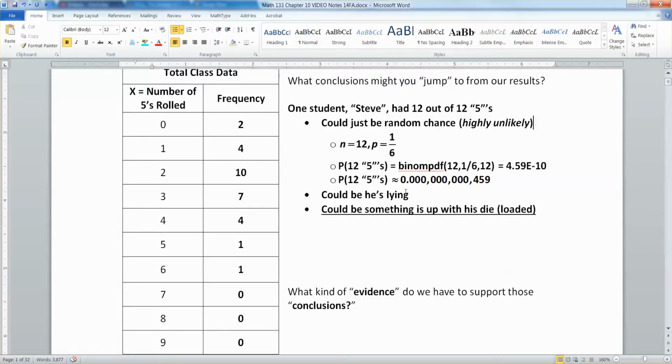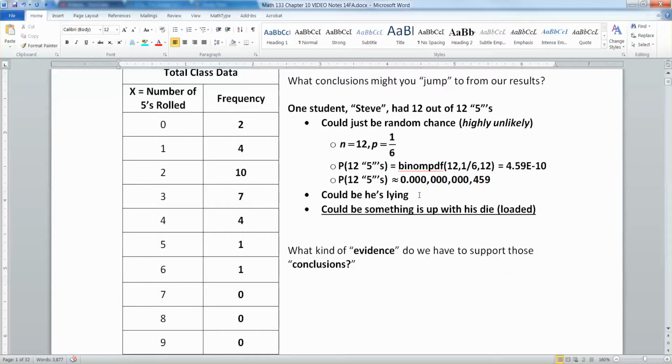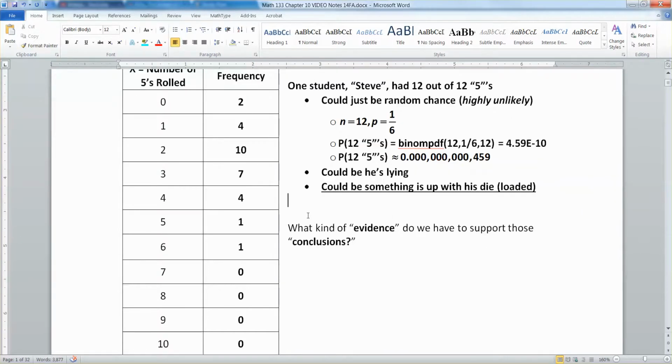Okay. Now, it could be he's lying, right? He didn't roll the die. He just pretended to roll the die. He might be crafty. You never know. Matter of fact, you don't know because you didn't actually see this person roll the die. Or something else could be up, right? The die could be loaded. It could be rigged. Now, what kind of evidence do we have against or to support these conclusions?